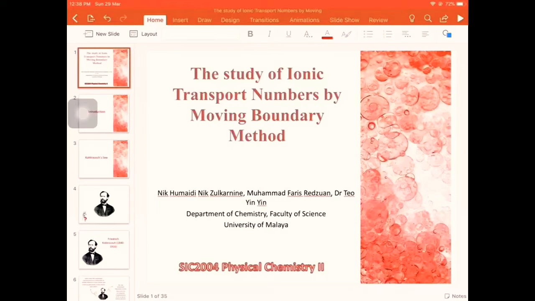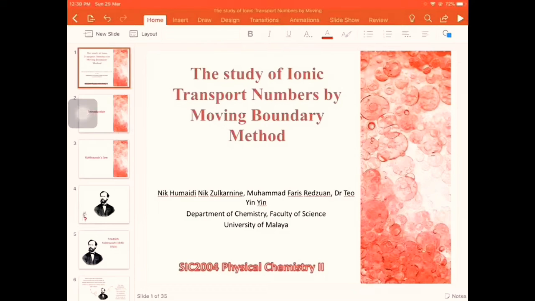First of all, my name is Nick, and for today I would like to briefly explain this experiment. I've been working on this experiment with my partner Faris Izwan. We are both from a Bachelor of Science in Pure Chemistry, and throughout the experiment we have been supervised by our supervisor, Dr. Yin Yin Kyo. All of us are from the Department of Chemistry, Faculty of Science, University of Malaya, and this experiment falls under the course SIC 2004 Physical Chemistry 2.